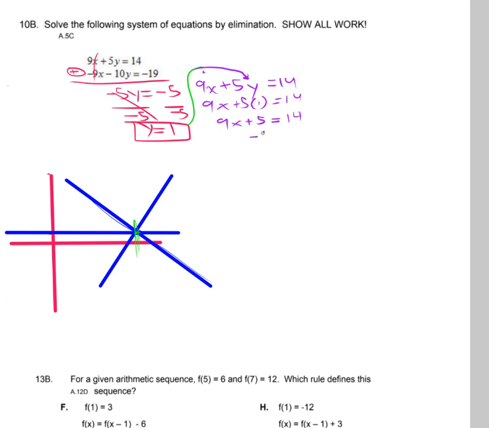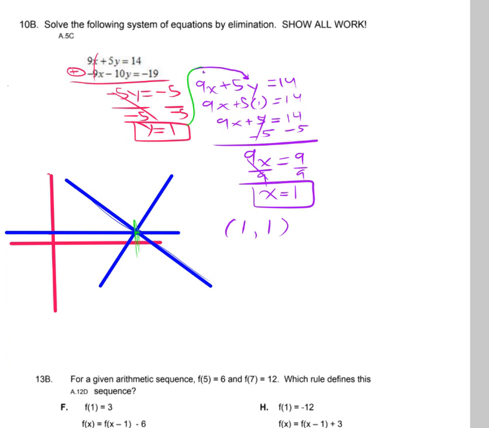And I'm going to subtract 5 from both sides of the equation. These cancel out, and I get 9x is equal to 14 minus 5, which is 9. So I have 9x is equal to 9. I divide by 9, and I get my x value is 9 over 9, which is 1. So I now have x equals 1 and y equals 1. If I put that into my ordered pair, it's going to be the x value first, then the y value, so it's 1 comma 1.